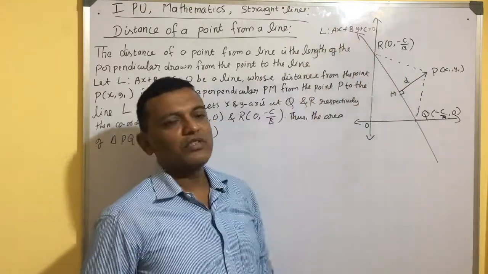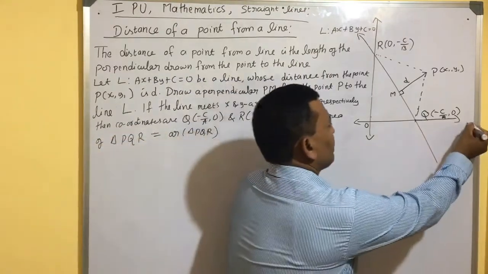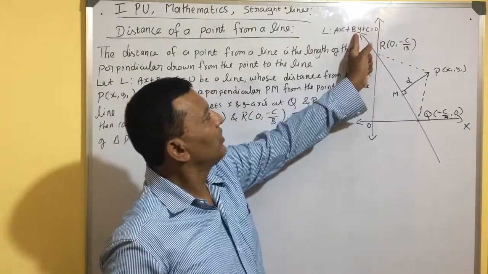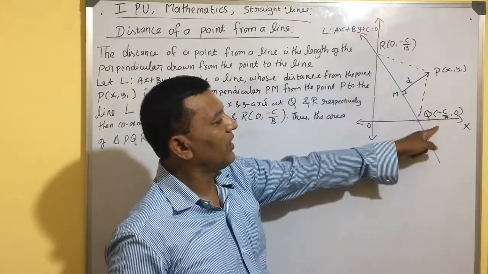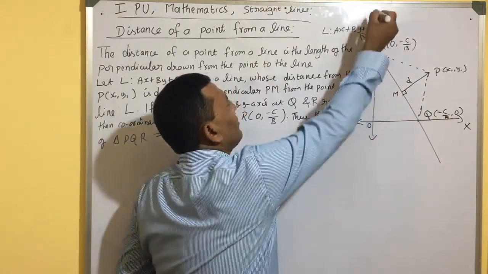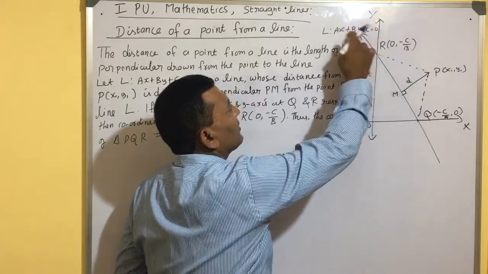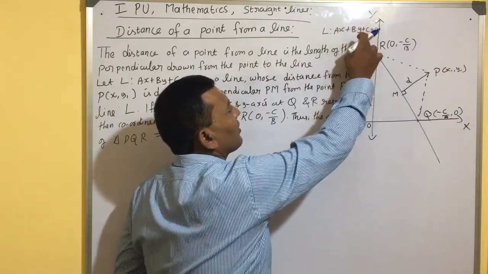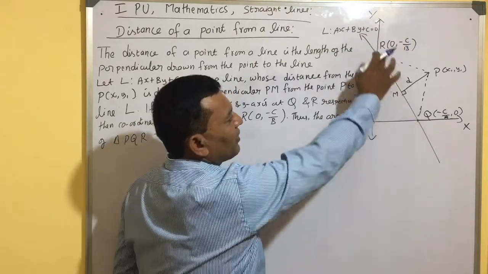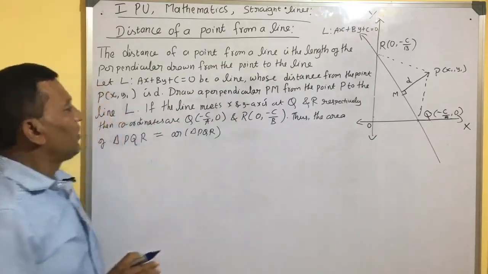Now the line equation is ax plus by plus c is equal to 0. On the x axis, y is always 0, so substituting y is 0 in this, you will get x is equal to minus c by a, and y is 0. When the line meets the y axis, then x is 0. If you put x is 0 in this equation, you will get y is equal to minus c by b, and x is 0. So this is how we find the coordinates of R and Q. This is what is explained here.